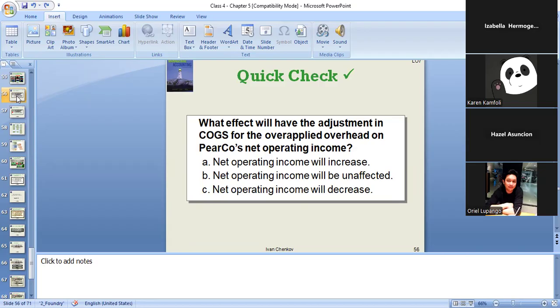So we have to adjust the cost of goods sold because we have the over applied overhead. And the question is, what will be the effect on the net operating income? Will decrease. Let's get this one and let's think about it. The best thing again is to go to the chart and work on it one after another so we can come up with the logical solution here.